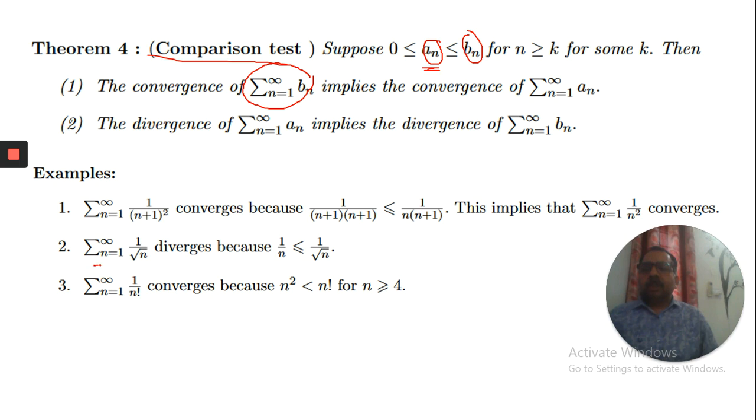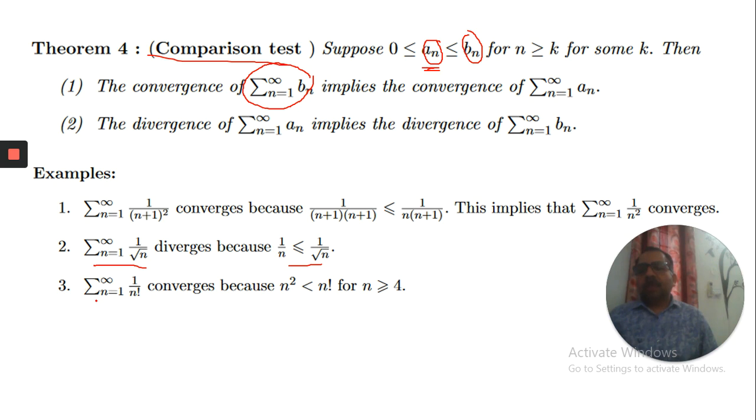Summation 1 over root n diverges, because 1 over n is less than or equal to 1 over root n. And we have seen in our previous example that summation 1 over n is divergent. If summation 1 over n is divergent, therefore this is divergent.